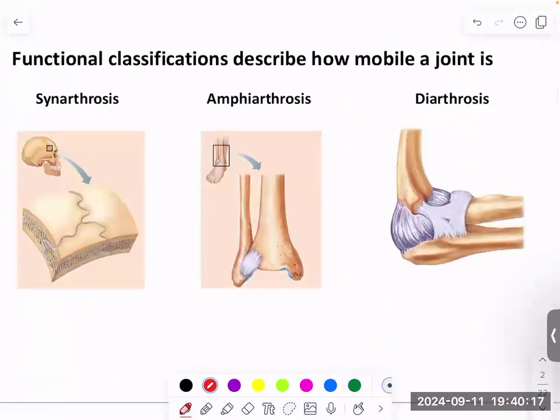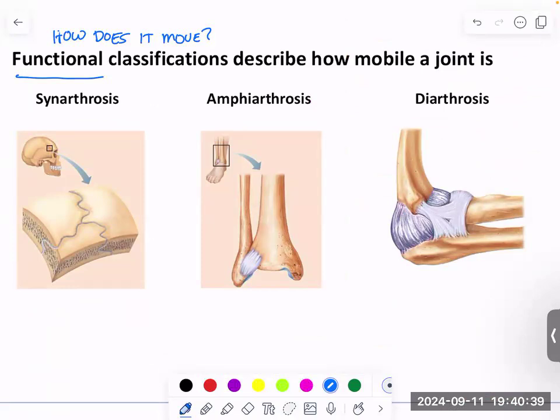Functional classification. Functional. How does it move? That's what functional means. That joint between two bones, does it move?